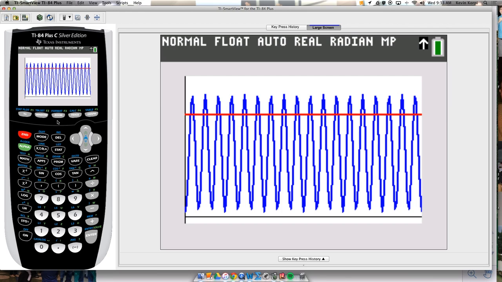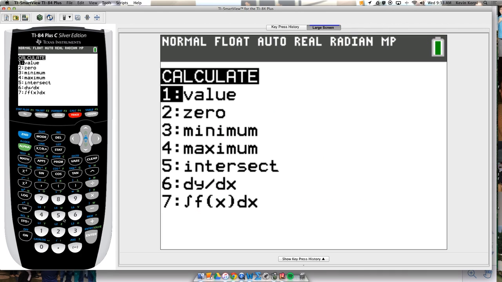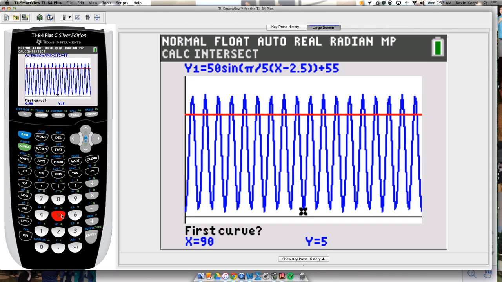Second trace, number 5. Now it's going to say, is this the first curve? Yep, that's a good one. Hit enter. Is this the second curve? Yep, it's not really a curve, but okay, stupid calculator. It's kind of straight, not curvy at all. And then for the guess, this is where the guess matters, right? If you're not scrolling close to the point you want, it might give you the wrong one.